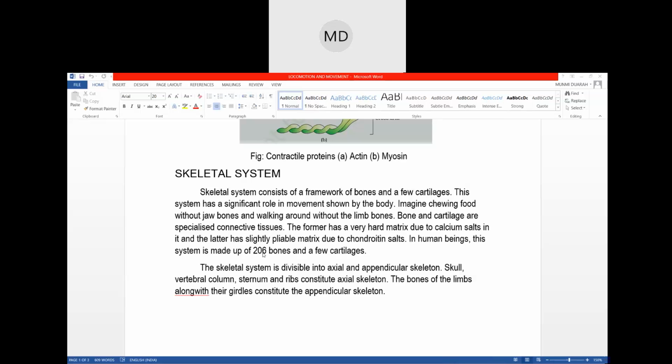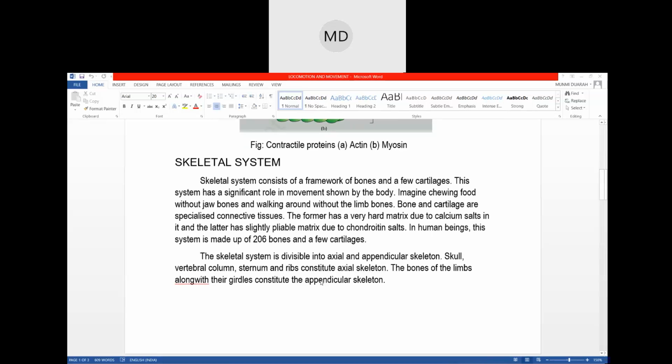Okay. So in total, in human beings there are 206 bones. A lot of this is written, but just focus on what I say. No need to study each and every line by line. So there are 206 bones in human beings, and there are a few cartilages, like in between the bones, and in the ears and stuff like that.